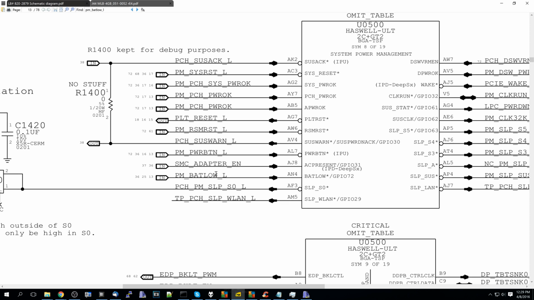So this confuses a lot of people, because people will measure 3.4 volts on PM bat low and they'll go, oh my God, the PM bat low signal is present. That means that the battery is low, but the battery is fully charged. So I'm really confused as to what's going on with the system.